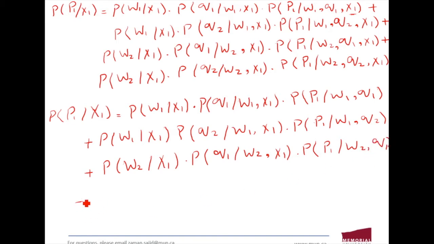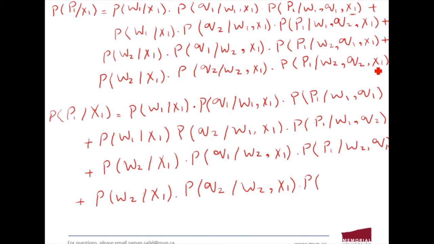And the last term should be this one here. It is the probability of W2 given X1, times the probability of Q2 given W2 and X1, and according to the Markovian condition X1 can be neglected here, so it will be P1 given W2 and Q2. This is what we have applied so far with our Markovian conditions.